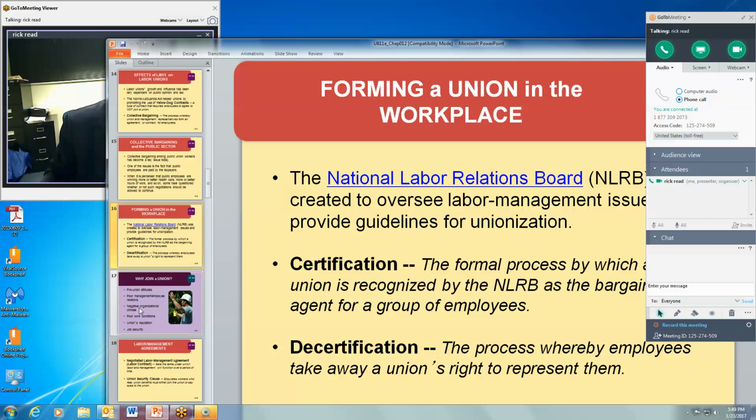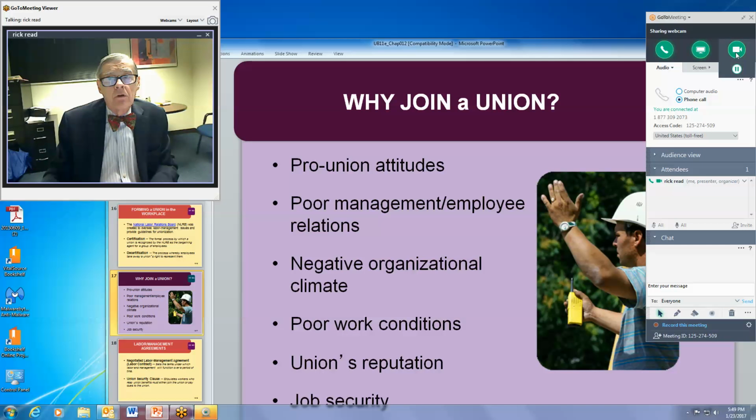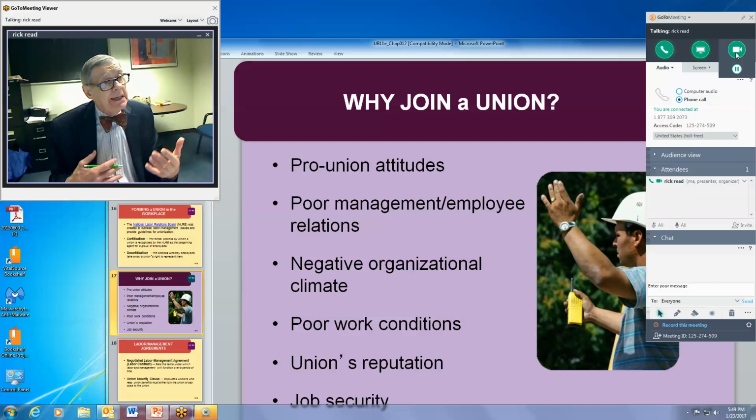Here's why people join a union. Of course, a pro-union attitude certainly means something. But normally what happens is you have poor management, or management are treating people unfairly, or at least they're perceived to be treated unfairly. And so they need something else. A negative organizational climate, poor working conditions, could be any number of things. The union has a good reputation. It does promote job security, and in most cases, it does talk about an increase in salary.